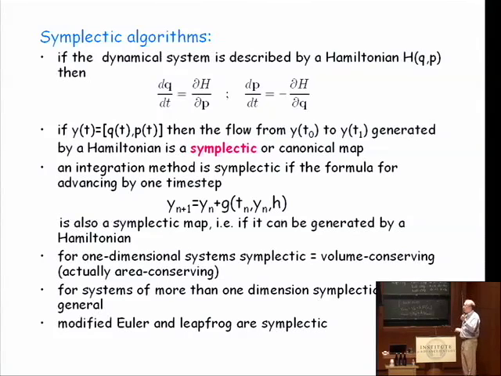As you may or may not recall from your last course, canonical transformations can be generated by a generating function, but in practice, a simpler and better way to recognize it is that because anything generated by a Hamiltonian is symplectic, if you can generate your integration step using a Hamiltonian, you're guaranteed to have a symplectic integration algorithm as well.